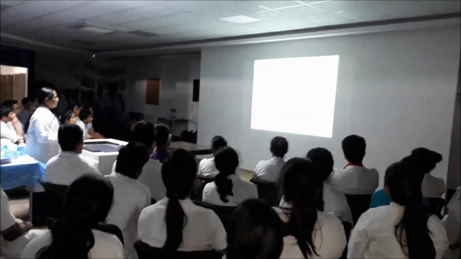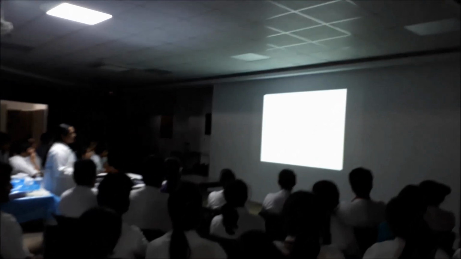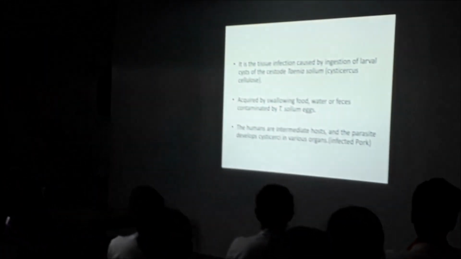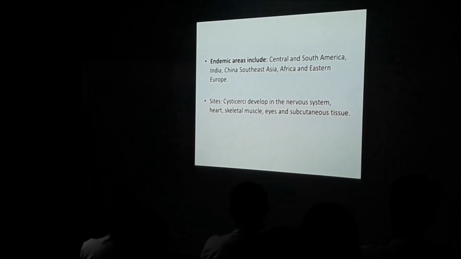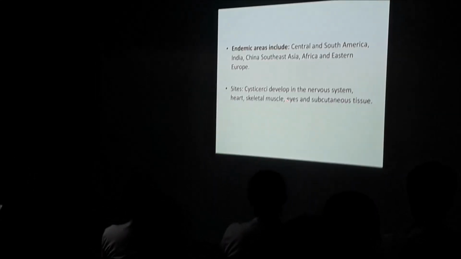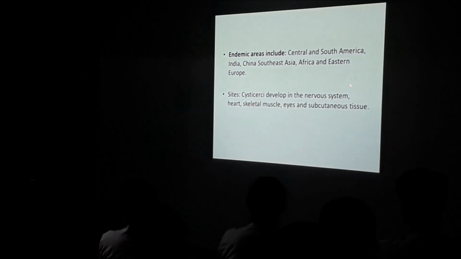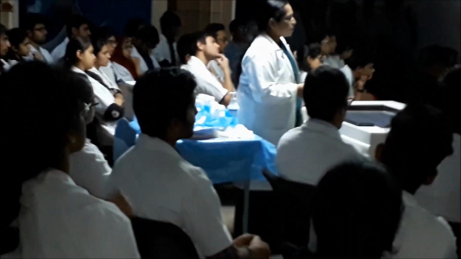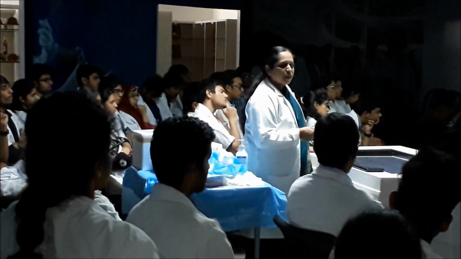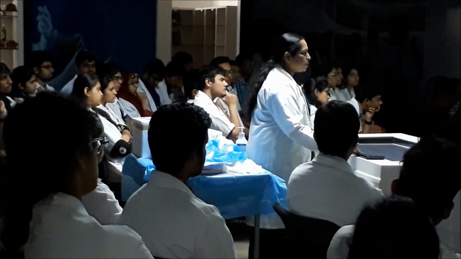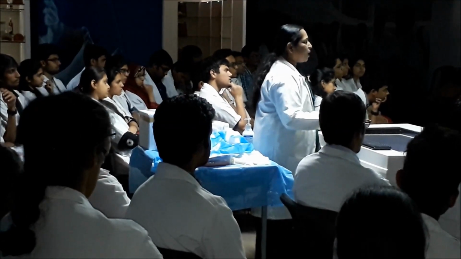So this is the lesion from the infected form. It can lodge in any organ. Commonly we see it in the skeletal muscle and subcutaneous tissue. Rarely it can extend into the central nervous system or the heart or eyes. And eyes is very rare, but there are opportunities where we can see them in our practice.